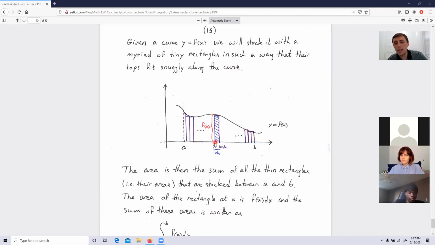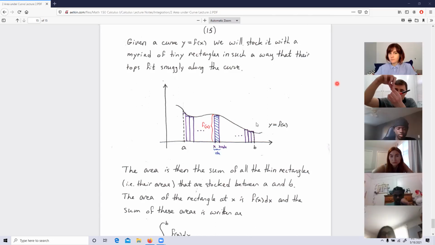Now, what will be the height of a rectangle at point x? It's going to be f of x. And because it's very thin, its thickness is dx. You see, this is dx. So f of x times dx represents a particular rectangle that is essentially standing on top of the point x. Are you with me?